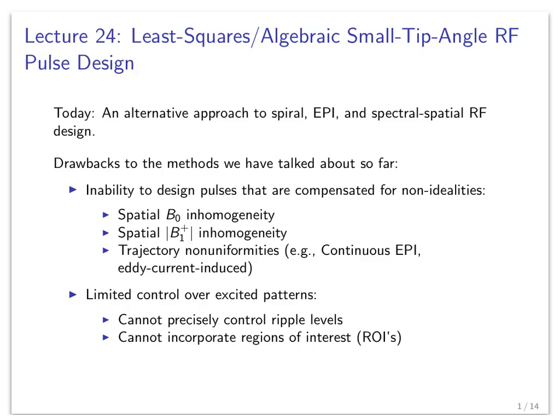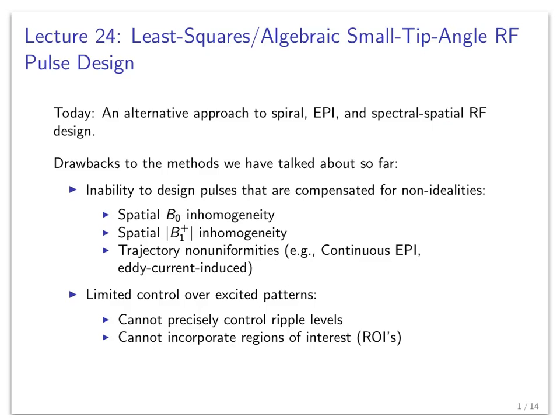Up till now, what we've been doing is looking at the classical methods for designing spiral pulses, echoplanar pulses, and spectral spatial pulses. Today we're going to talk about methods that have come out of more recent efforts in RF pulse design research. Specifically, an alternative approach to spiral, EPI, and spectral spatial RF design that's based on a least squares or linear algebraic formulation.